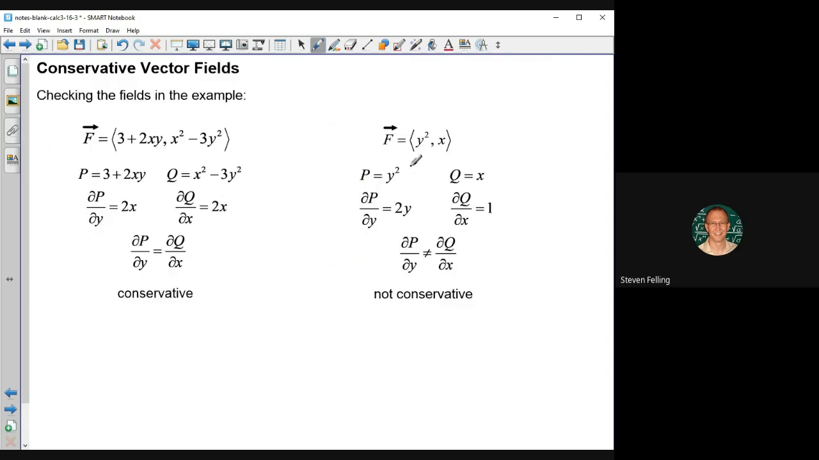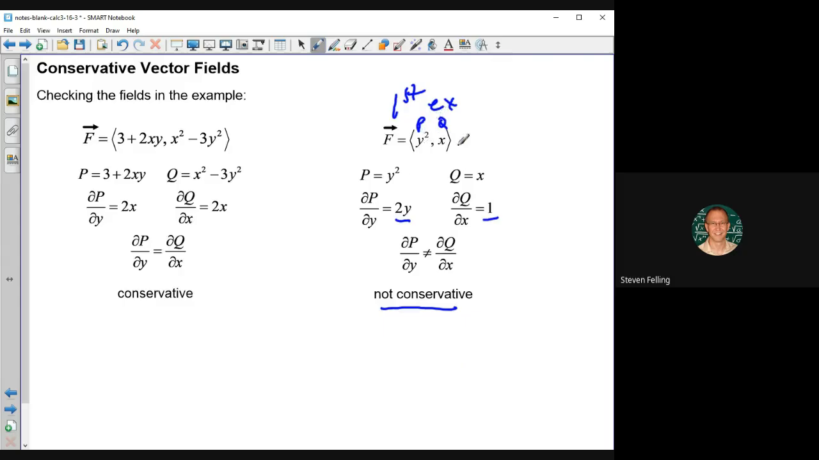So, for example, the one we did in the first example, that's this one over here. If we were to check that, this is the P, this is the Q. What is the partial derivative of P with respect to y? If you take y squared and take the derivative with respect to y, you get 2y. But if you take the partial derivative of the y component with respect to x, you get 1. Since those things are not equal, this field was not conservative.